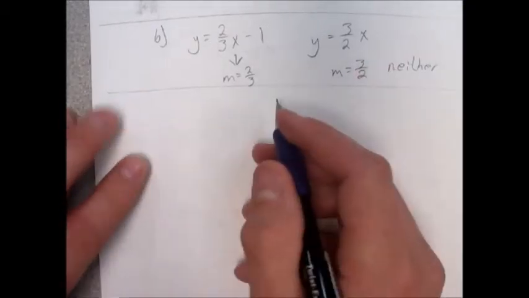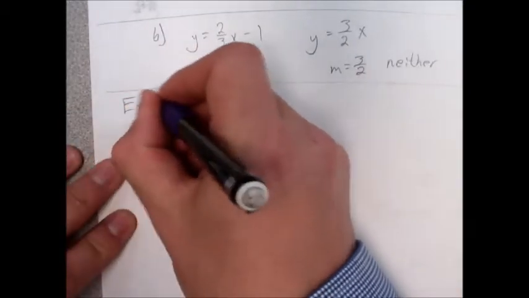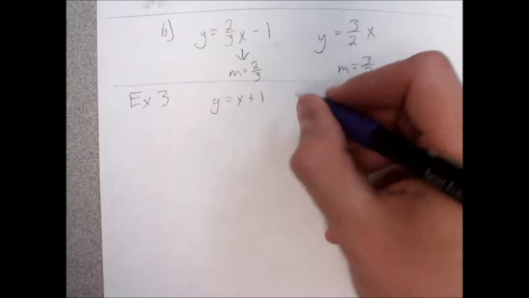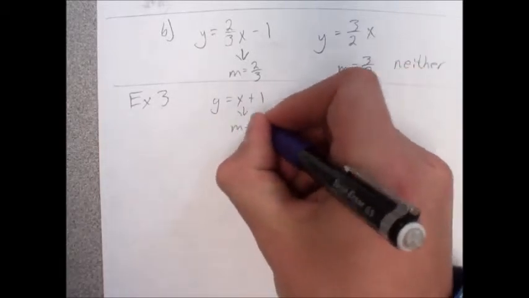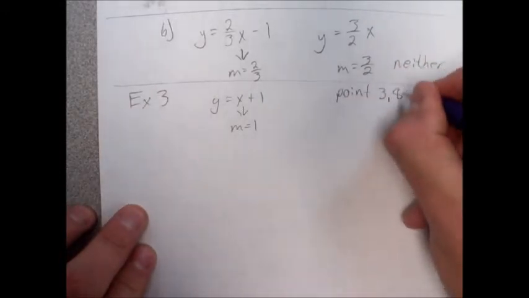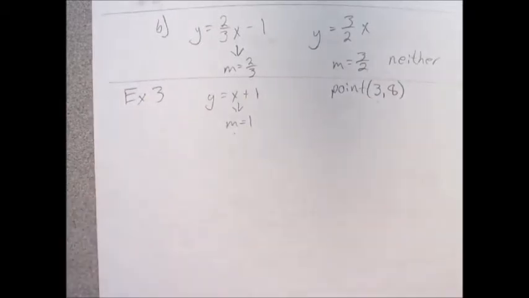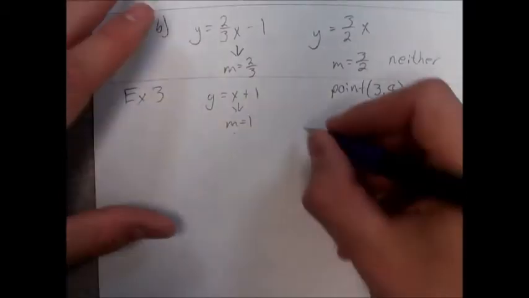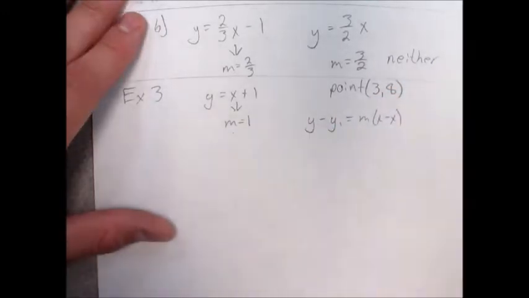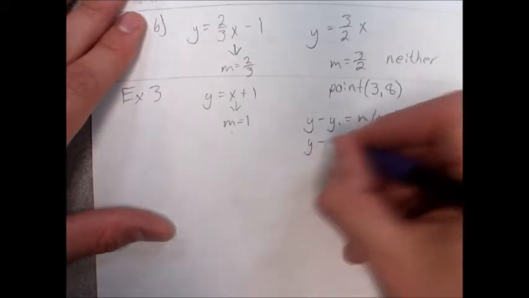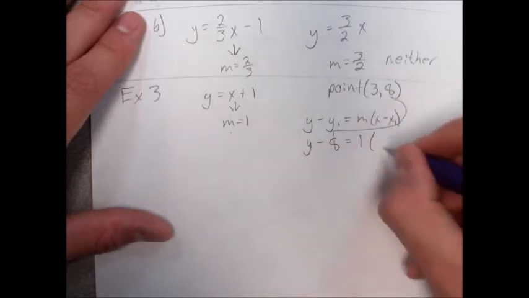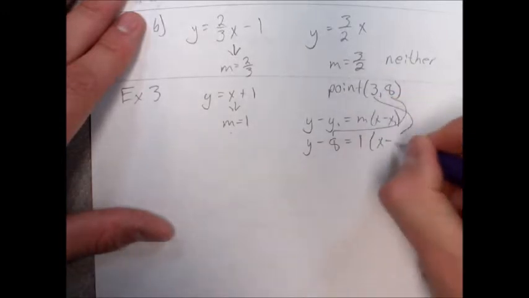Okay. Example 3. It says find a line that is parallel to y equals x plus 1. What is the slope of this line? 1. It's got to be 1. And it says it goes through the point 3, 8. So we have a point and we have slope. So what form should we use? Point slope form. Remembering that y minus y1 equals m times x minus x1. That's the point slope formula. I just plug it in. Y minus my y, which is 8, equals m, my slope, 1, multiplied by x minus my x, 3.